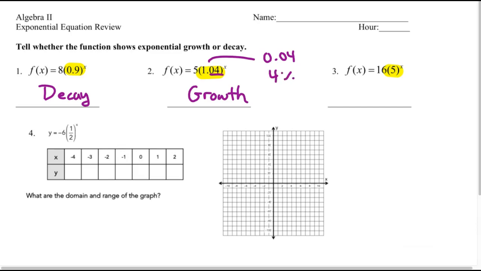Yeah, 0.04 is the decimal. So the 1 would be, yeah, it's growing. It's more than 1, right? If you're multiplying by something that's more than 1, it's getting bigger. If you're multiplying by something that's between 0 and 1, it's getting smaller. That's why the first one is decay.